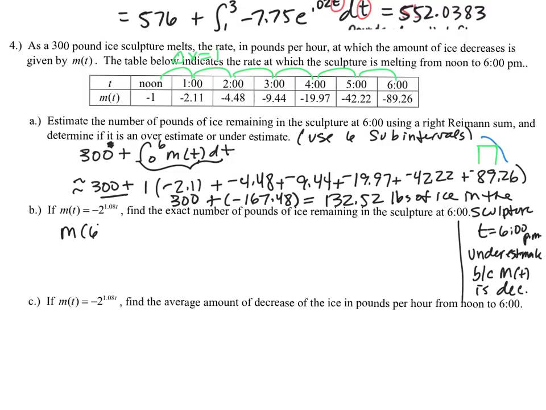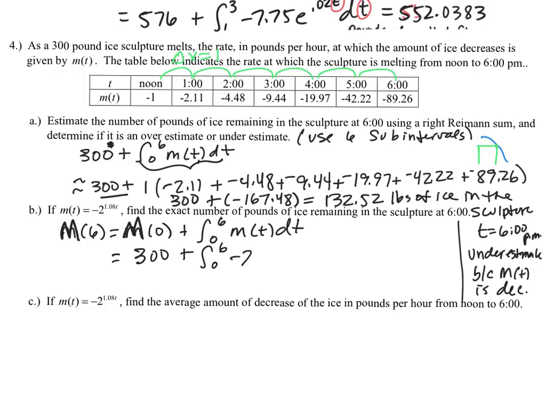So capital M of 6 would be equal to the initial amount of ice, that would be capital M of 0, plus the integral from 0 to 6 of little m of t dt. So these are capital M's. Make it a little more obvious than this is a little m. Okay, so that would be equal to, well, m of 0 is the initial amount of ice, so that's 300 plus the integral from 0 to 6 of negative 2 to the 1.08 t dt. So grab a calculator and punch that in, and you should get 182.0949, and then let's interpret that answer.